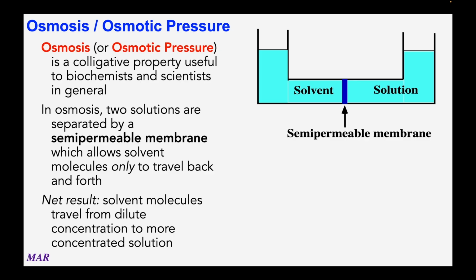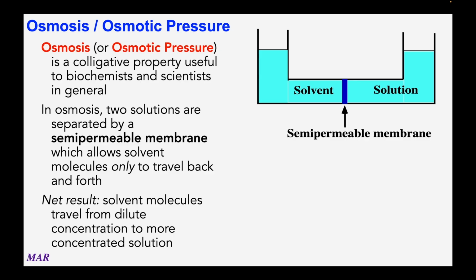But in osmosis, you generally have a solution on one side and a solvent, pure solvent, on the other. And in between them, you have a semi-permeable membrane. And the membrane allows solvent molecules to travel back and forth, but the solute molecules cannot go through the membrane. All right? So on the solution side, you have solute and solvent, and those solute molecules can't go to the solvent side, but the solvent molecules on the solution side can go to the solvent, and the solvent molecules on the solvent side can go to the solution.